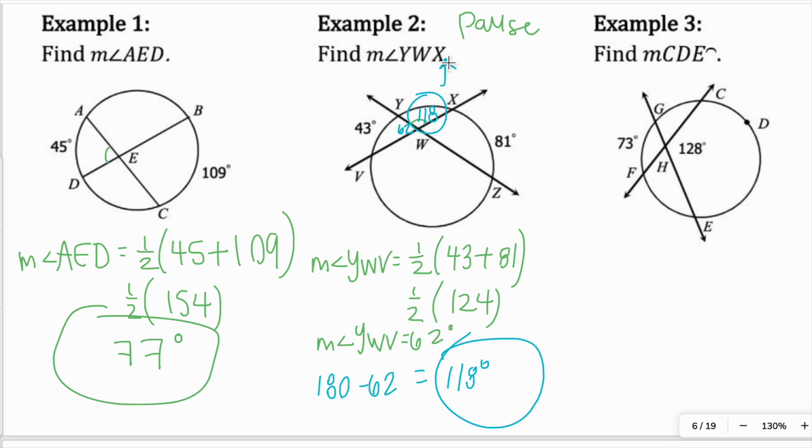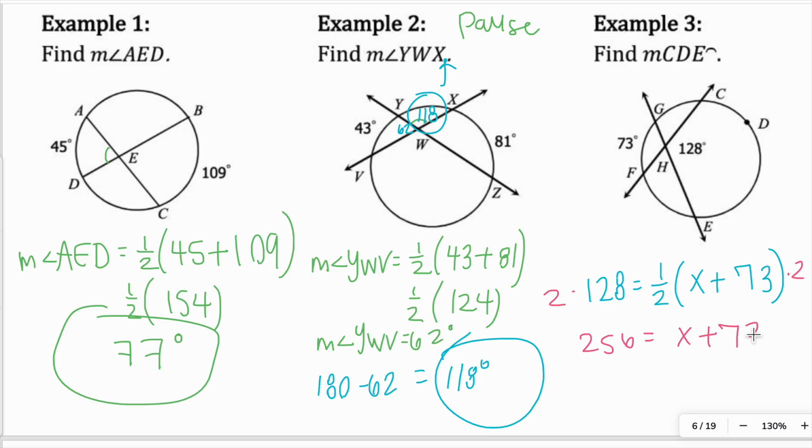And then CDE is another good one. This time, though, we're starting with the interior angle. I know 128 is equal to half of my missing intercepting arc, that'd be CDE, plus my vertical angle's arc, which is 73. To get the 1/2 broken away, I'm going to multiply by 2 on both sides. So 128 will now turn into 256, which is equal to x plus 73. Subtracting 73 from 256, I'm going to get 183 for the measure of CDE. Sorry for the bell.